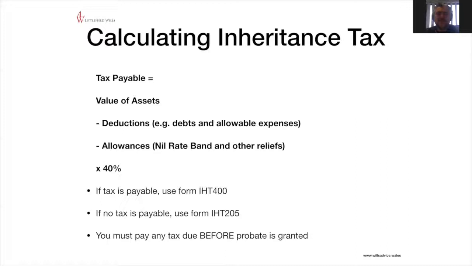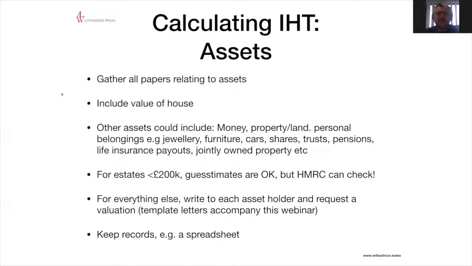If there is no tax payable, it's much more straightforward. You use a separate form, much simpler and straightforward, called the IHT 205, which you send to the probate registry direct, and they will issue the grant to you. So it's a simpler and more straightforward process.